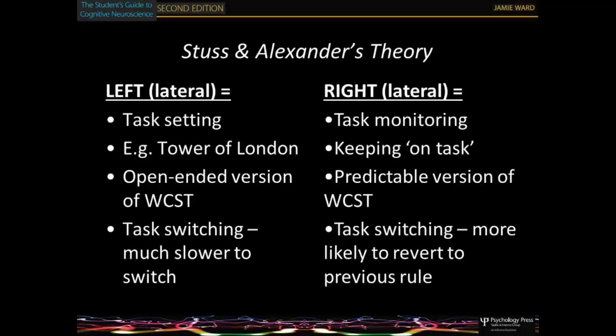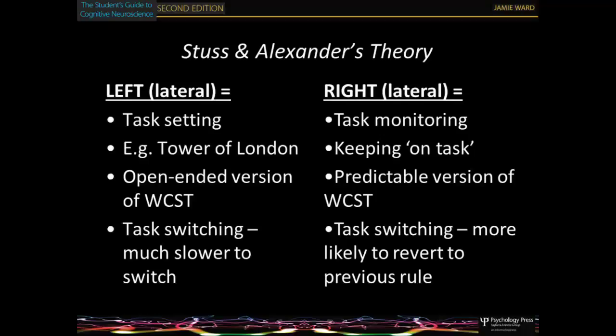And what you find is that if you damage your left frontal lobes, you're particularly impaired on the Wisconsin card sorting test when you've got this very open-ended version, where you're not told what the three rules are to do with colour, shape, and this. You're not told when the shifts are going to be. And everything's quite unpredictable. You have to effectively make up the rules of the game yourself. Okay? People with left frontal lobe damage are particularly bad on that version.